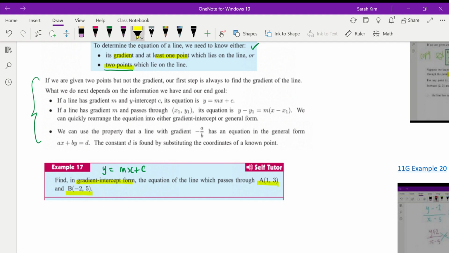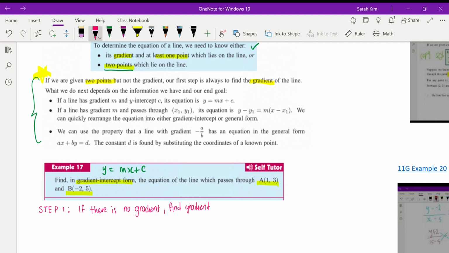Now if I read this first little sentence over here, if we are given 2 points but not the gradient, our first step is always to find the gradient of the line. So that's going to be our first step. So let's copy our steps down. So if there is no gradient, find the gradient. If there is a gradient, you could probably skip this step, right? Find gradient. So that's our first step.